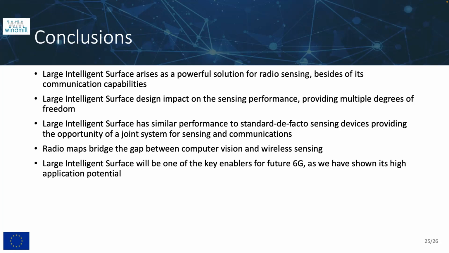Also, all of its parameters influence the sensing performance. We can see that it also performs quite closely to the radar, which is good. Then we aim to say that the radio map can bridge the gap between computer vision and wireless sensing. And finally, large intelligent surfaces are always mentioned as one of the key enablers for future 6G, so we try to show that it might have high application potential.